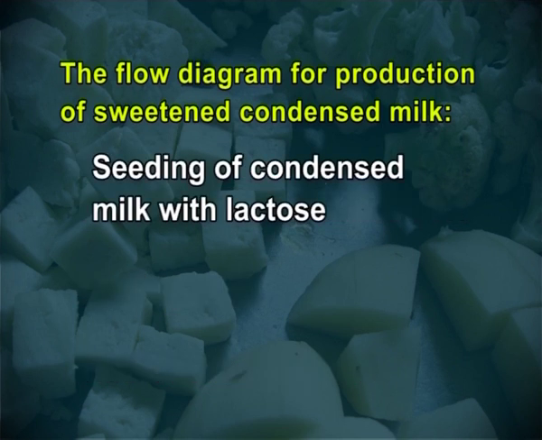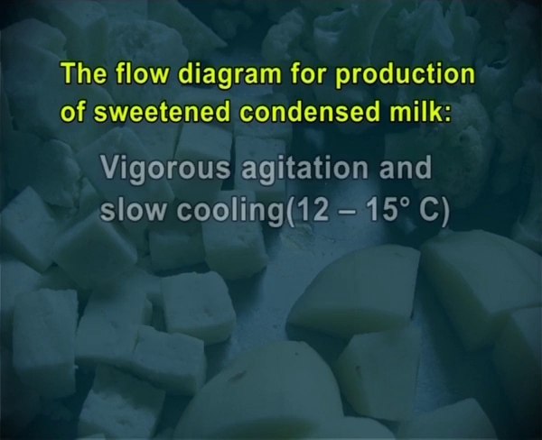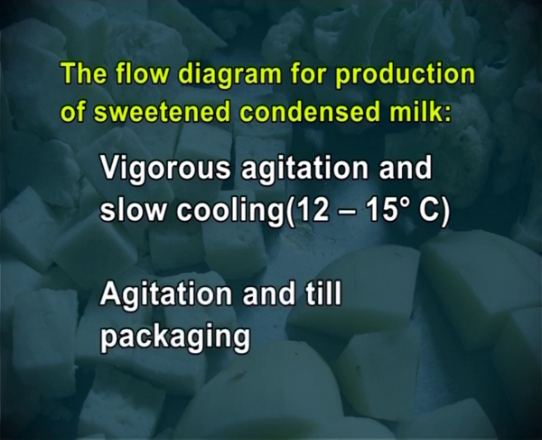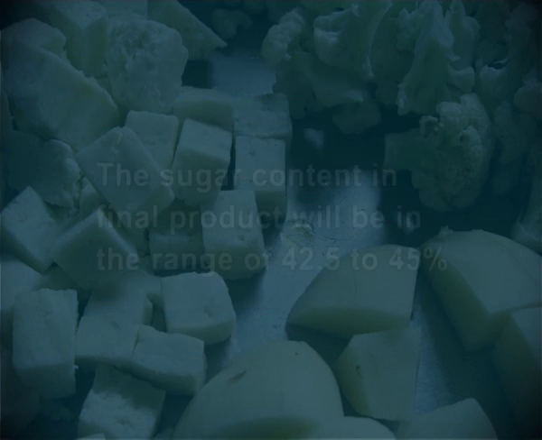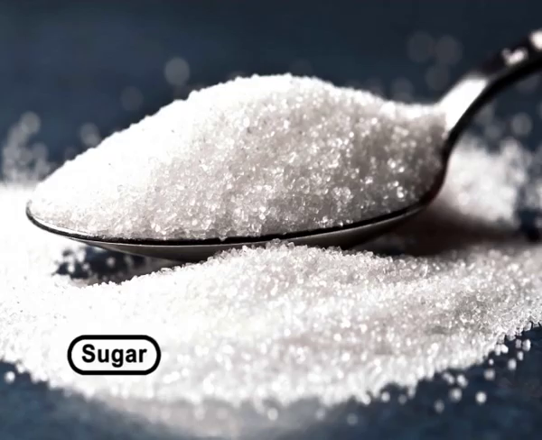Seeding of condensed milk with lactose, 0.2 to 0.3% of condensed milk. Vigorous agitation and slow cooling, 12 to 15 degrees centigrade. Agitation till packaging. The sugar content in final product will be in the range of 42.5 to 45%. This high level of sugar gives preservative effect to the product at room temperature.